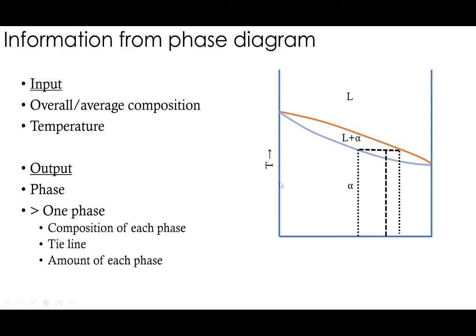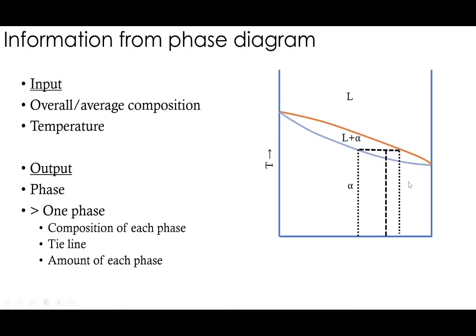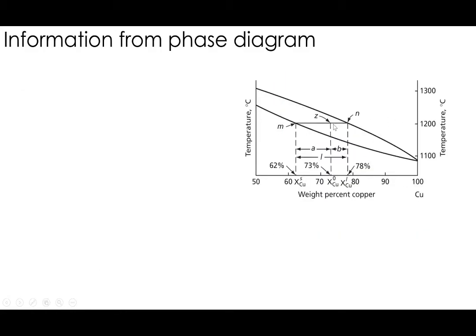Now we'll go about finding the amount of each phase. This example would be better. Again, the same diagram, only this particular small part is zoomed, which is here. This is the overall composition line that is marked as Z. This point is marked as Z, and the composition is 73% copper. This is taken in the nickel-copper system as an example. So copper is 73%, the remaining 27% is nickel. That is the overall composition.